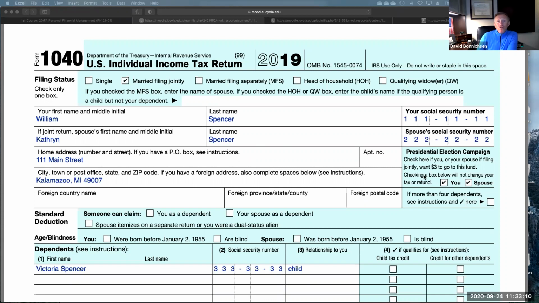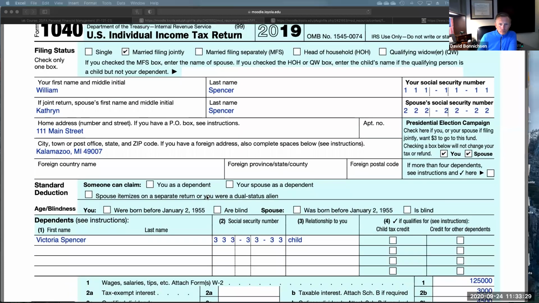We've got whether or not they would like to contribute to the next presidential election campaign. Okay, it doesn't change your refund, but if you would like the IRS to contribute money to the next presidential election campaign, then you can select the box for either you or your spouse. It's $3.